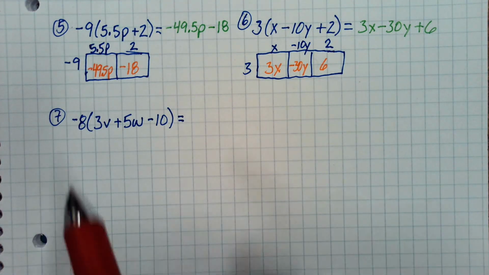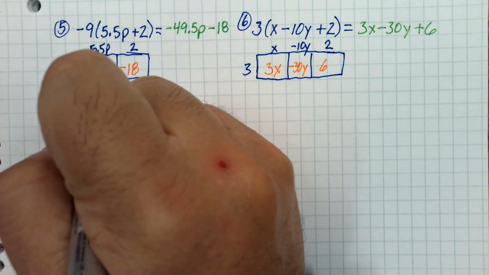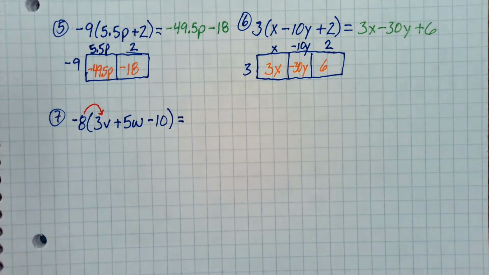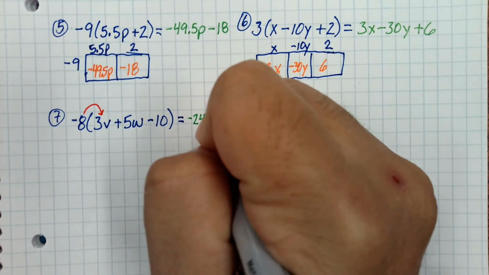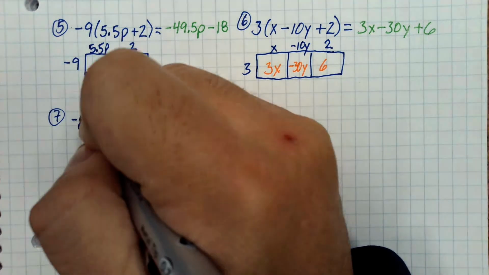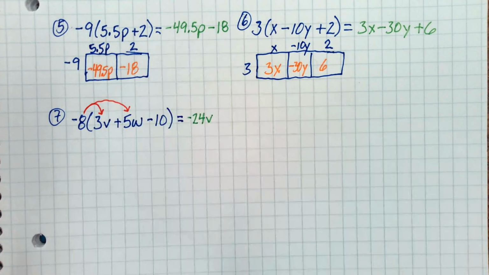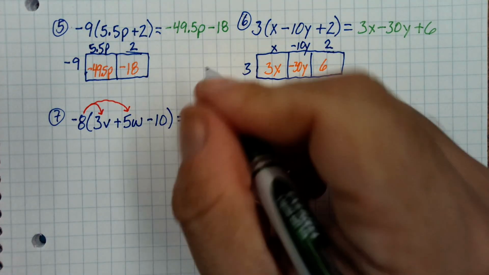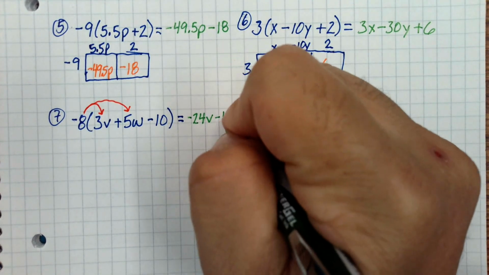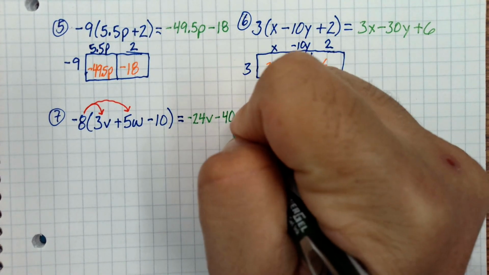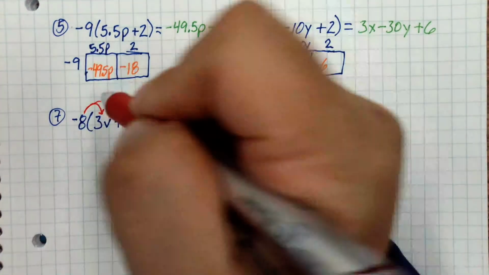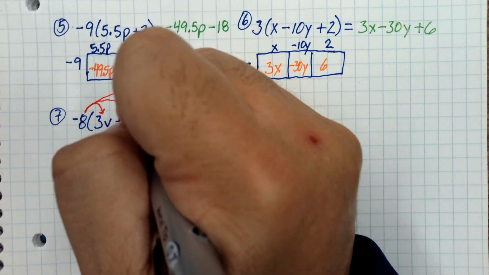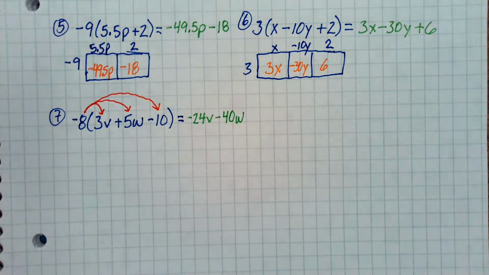So the first one we're going to multiply is negative 8 times 3v. Then we'll do negative 8 times 5w, negative 40w. What does minus translate to? It'll translate to a minus. And then finally, negative 8 times negative 10, or plus 80, because it's positive.